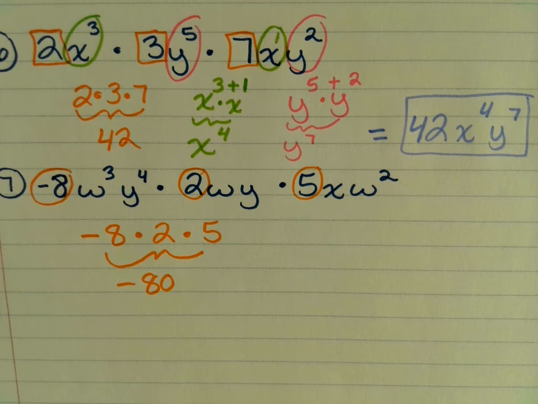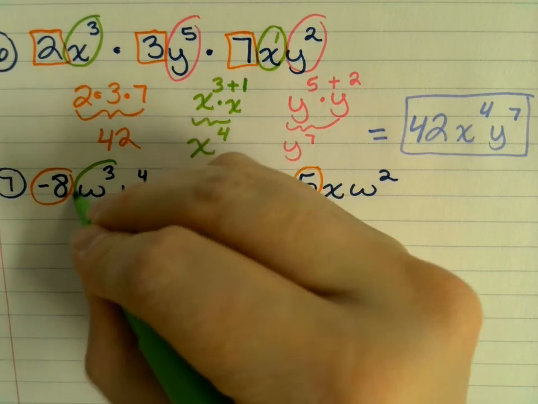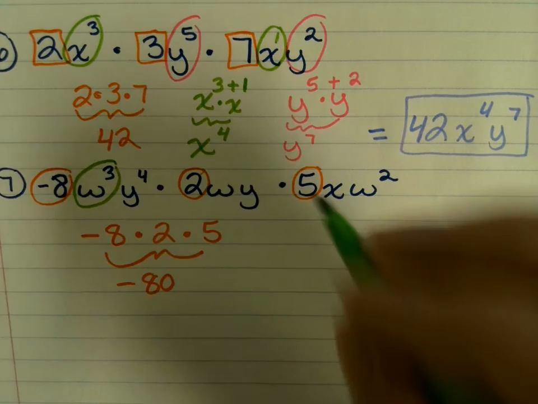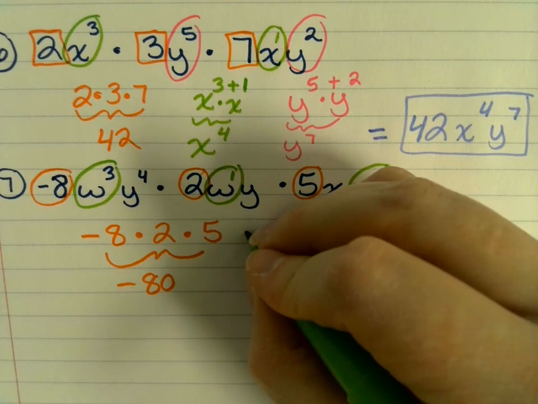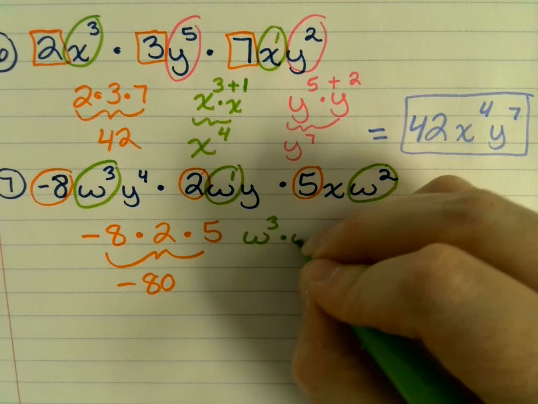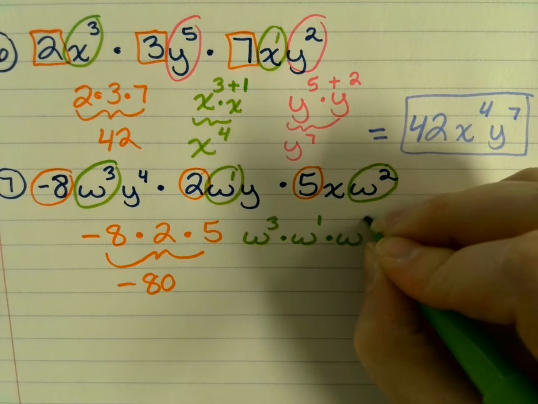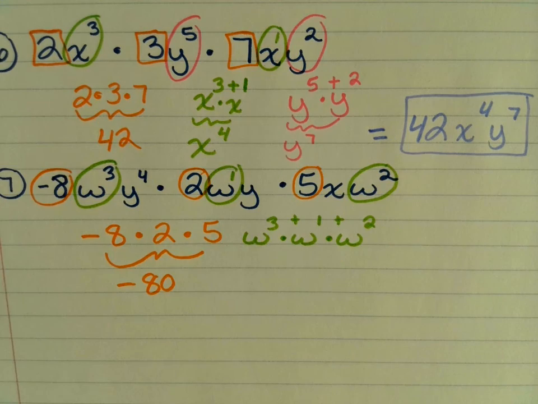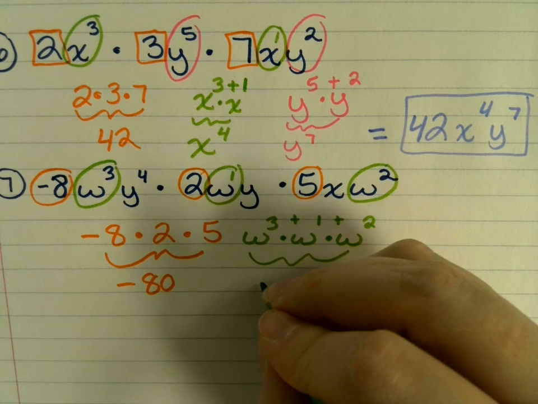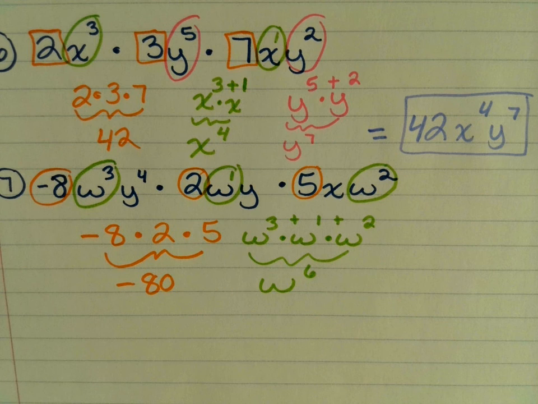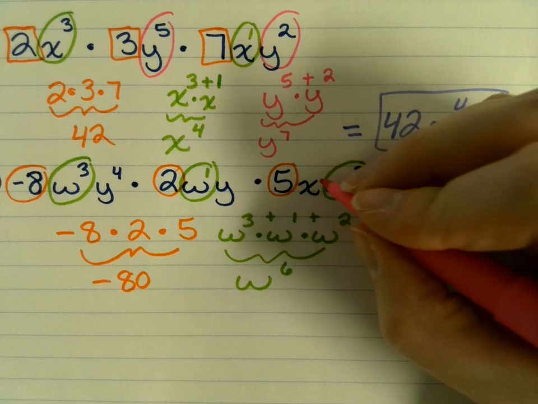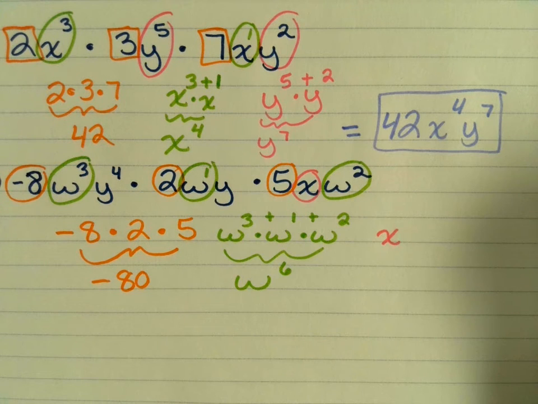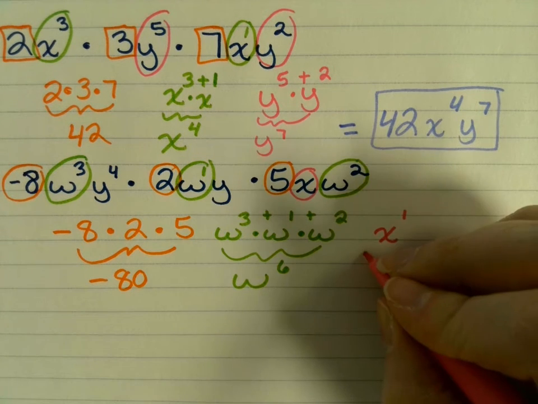Okay, then we're going to take the w's. Remember, we're going in alphabetical order, so we have a w to the 3rd, we have a w, which is technically to the 1st, and we have a w to the 2nd. So we do w to the 3rd times w to the 1st times w to the 2nd, and we're going to add those exponents together. That's going to give us w to the 6th power. Okay, then I have some y's and I have an x, but again, I want to go in alphabetical order, so I'm going to go with the x first. So we have an x, but there's nothing to combine with the x. It's just x to the 1st, so it would stay x.